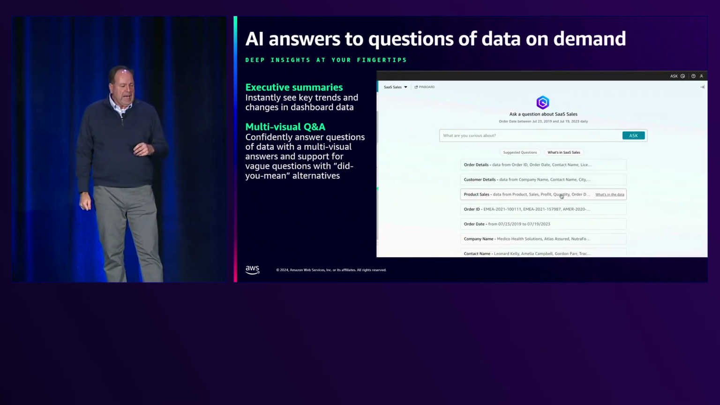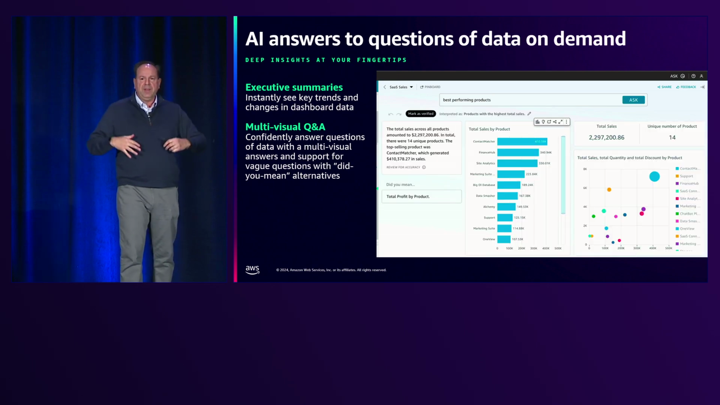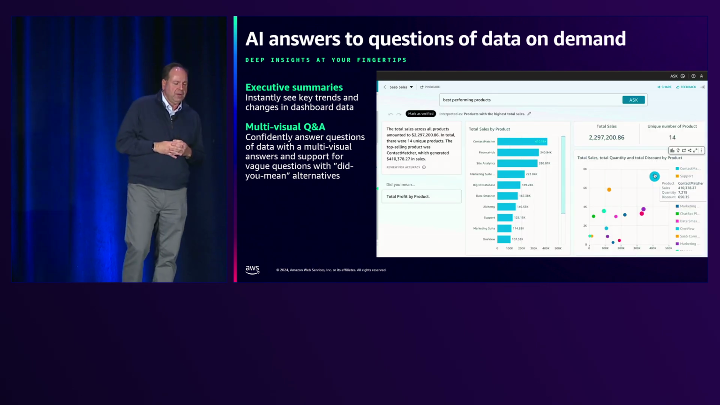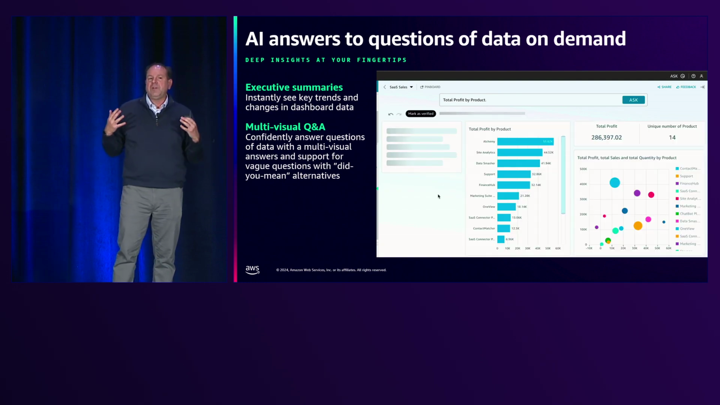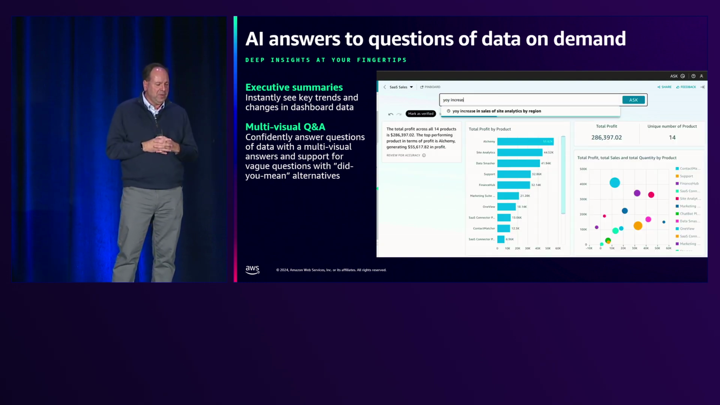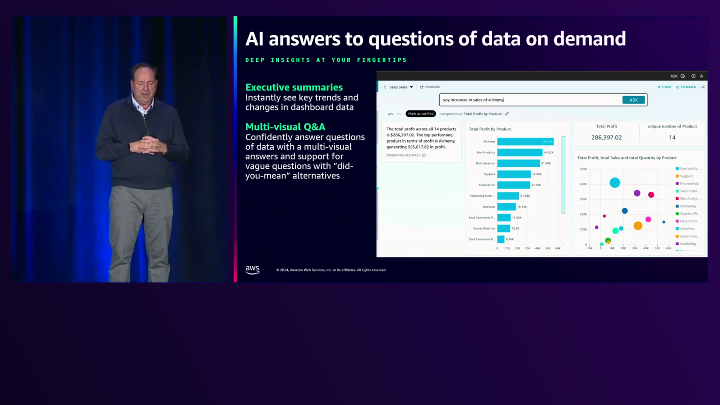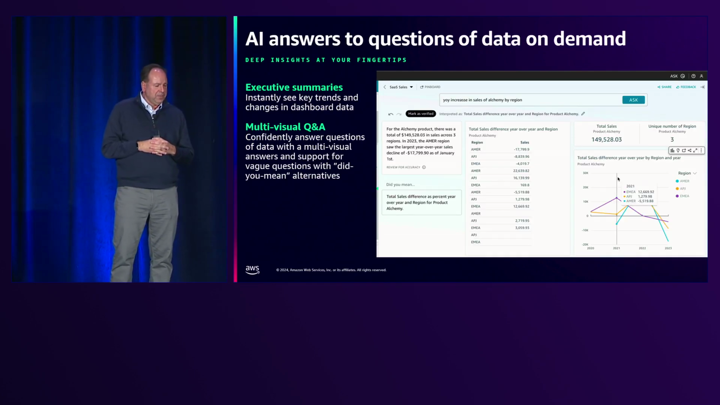Now, the next thing that we have for readers and reader pros are these capabilities that add things like executive summaries on top of your dashboards. So you can see what's changing based on the current data that's in your business. So this will just give you key insights. It'll give you key trends on top of your dashboards.